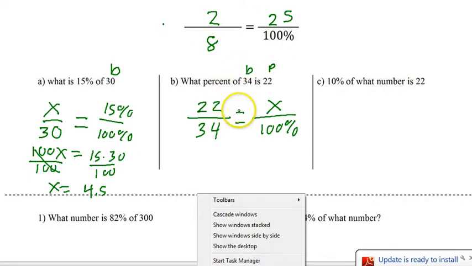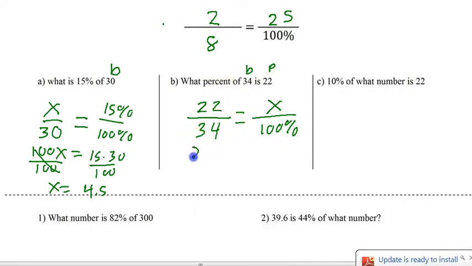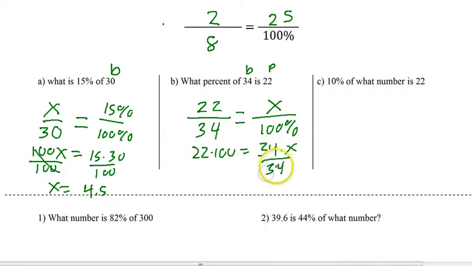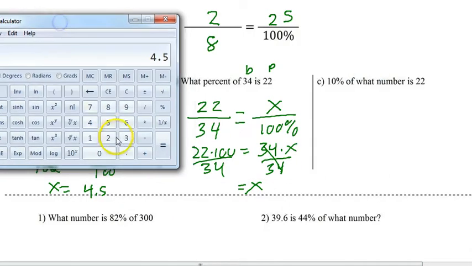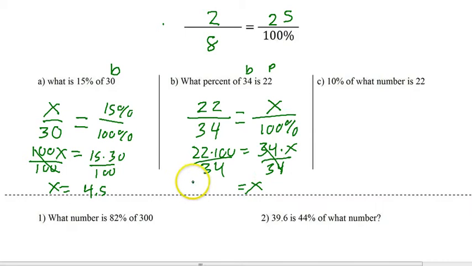Okay, so 22 times 100 equals 34 times x, and divide. It's just like we did with our proportions, same thing. So 22 times 100 divided by 34. I forgot a 100 in there. Let's try it again. 22 times 100 divided by 34. 64.71. And that's it.